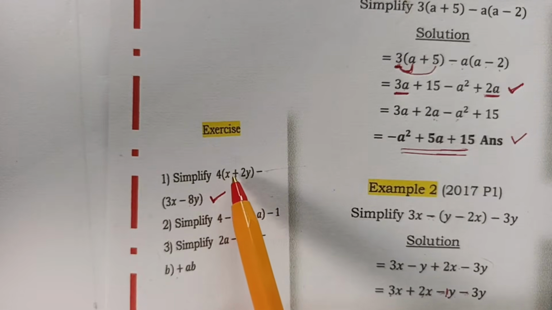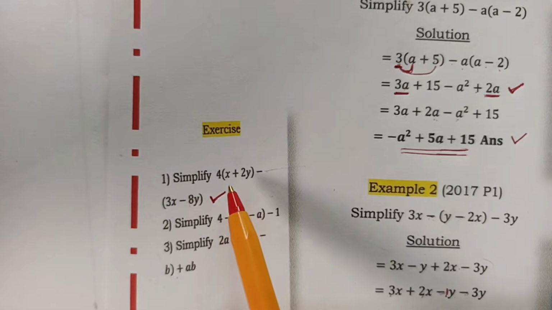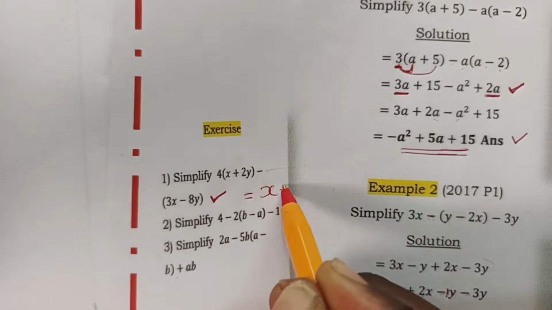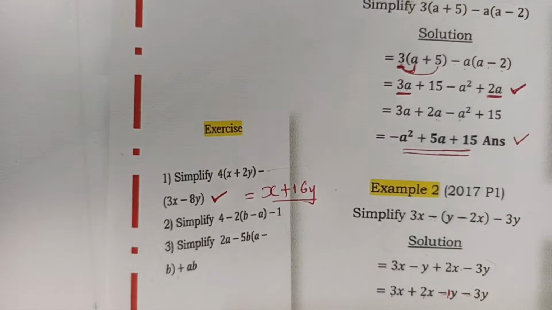4 open bracket x plus 2y. Okay, I can see Octavia saying x plus 8 plus 8y. All right, so Shabab is saying the answer here is x plus 16y. Congrats, Shabab. That's how the answer is supposed to be. It's supposed to be x plus 16y.